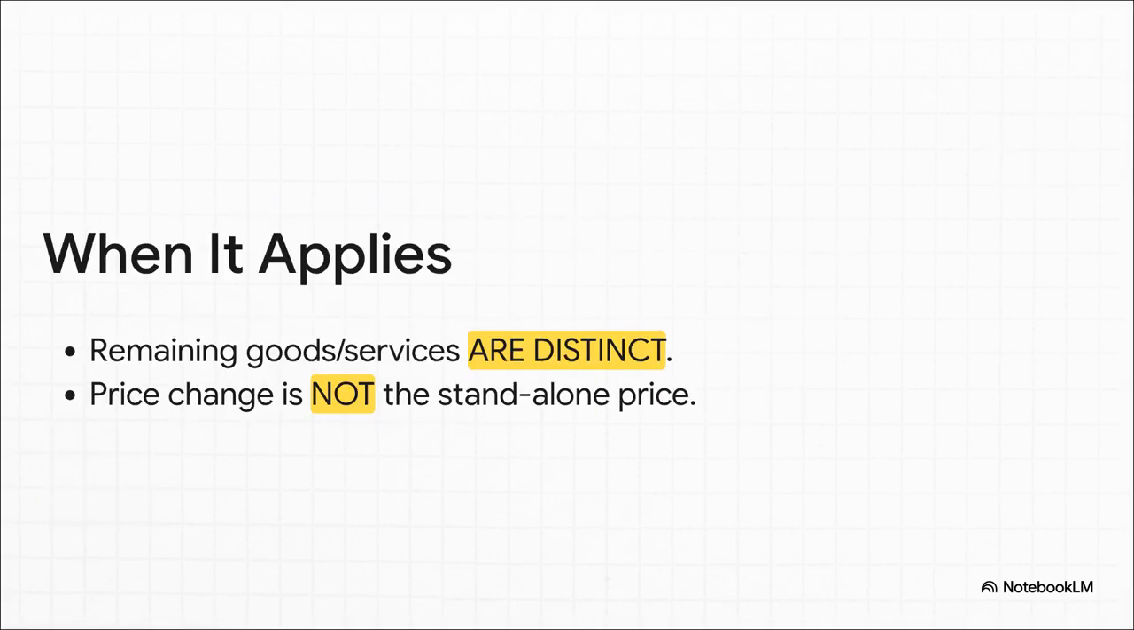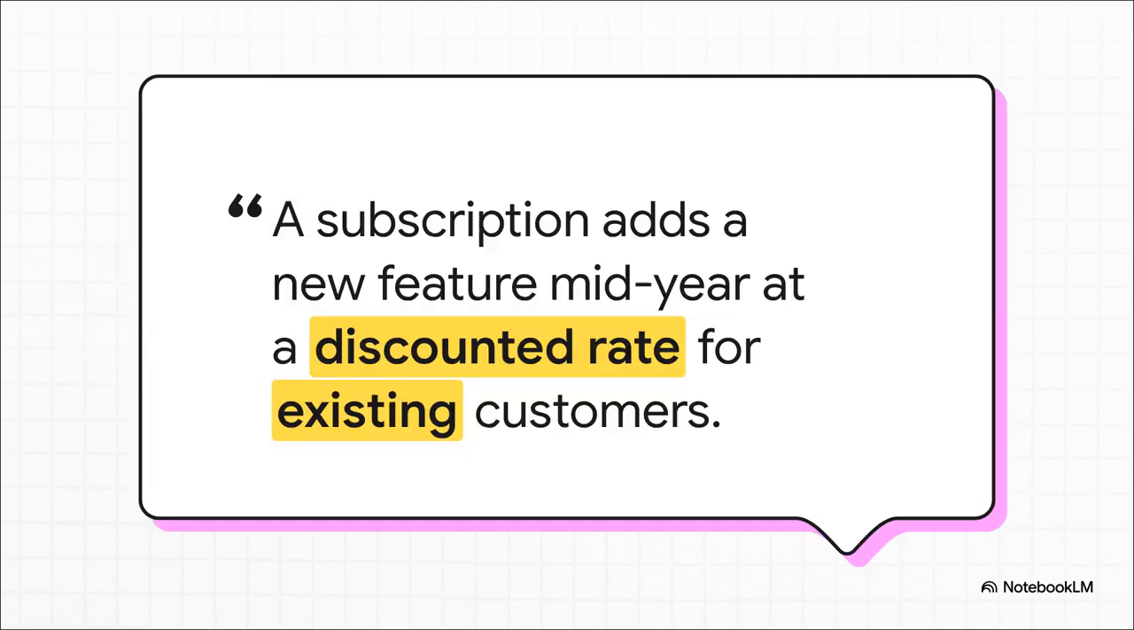This path is for when the new stuff is distinct, but the price isn't what you normally charge for it on its own. Maybe you're giving a loyal customer a special discount. The items are new and separate, but the price is clearly tied to the original deal. A great example is a subscription service. Halfway through the year, you add a new premium feature, but you give it to existing customers at a discount. That feature is distinct, but the price isn't standard.